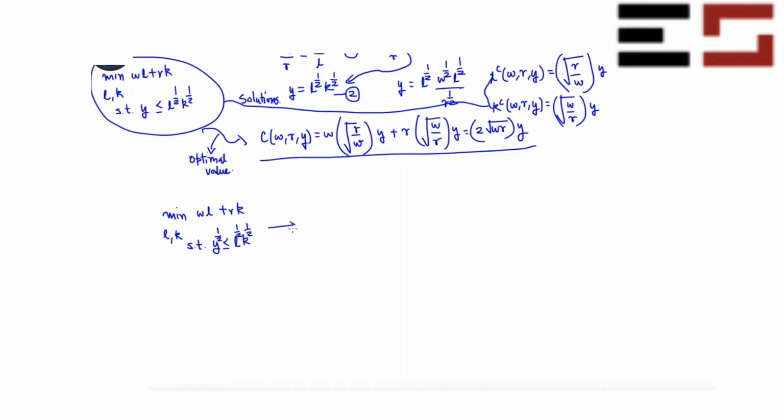So what is the solution to this problem? L^c(W, R, Y) is equal to root R by W into square root of y. Okay, and I just want to replace this by square root of y. What is K^c(W, R, Y)? It is square root of W by R into square root of y. Okay, and what is the cost function C(W, R, Y)? It is 2 root W R root y. Is that fine?